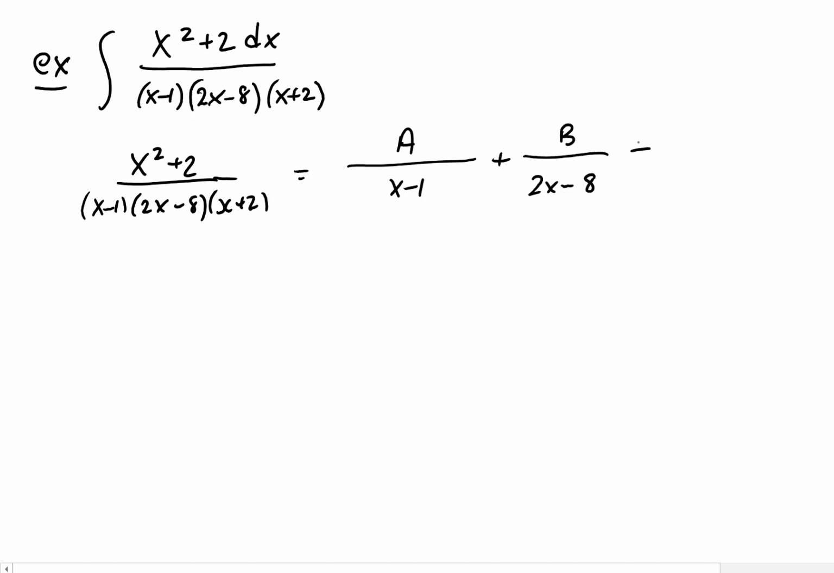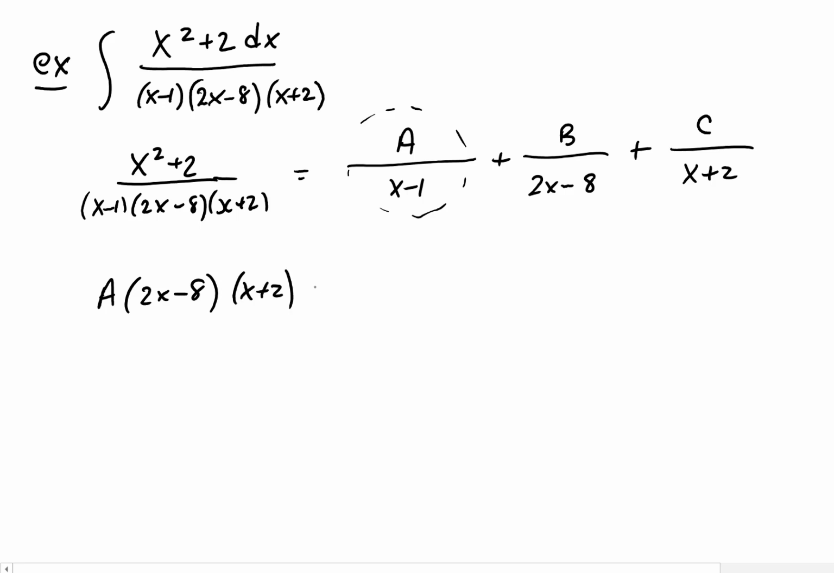and another one that's over x plus 2, I'll call that c. And so we have to think about what does the first term need to be multiplied by to allow it to be equivalent. And so the a value is going to get multiplied by 2x minus 8 and x plus 2 to have a common denominator. And we're going to have a b value that gets multiplied by x minus 1 and x plus 2. And we're going to have a c value that gets multiplied by x minus 1 and 2x minus 8.